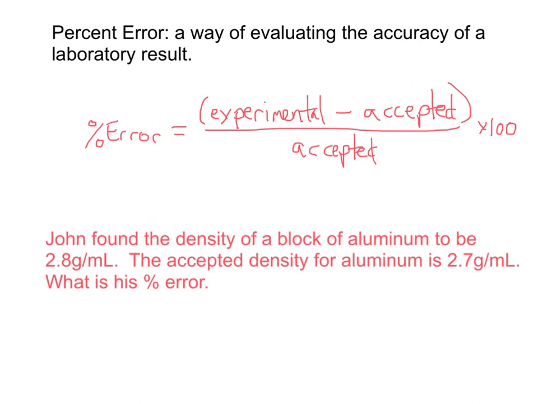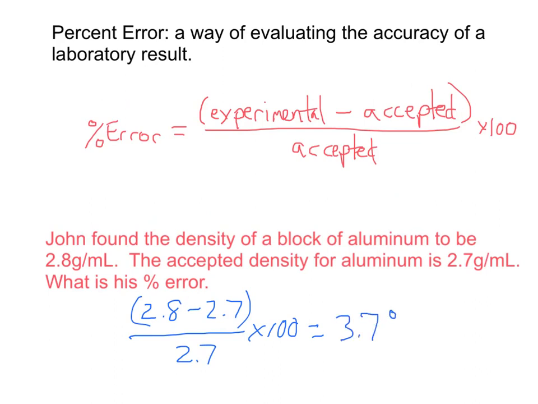So let's take a quick look at an example. We have John. He found the density of a block of aluminum to be 2.8 grams per milliliter. The accepted density of the aluminum was 2.7. So what is his percent error? It's going to be 2.8 minus 2.7, put that in parentheses, so we do that first, and then we divide by the accepted value, which is 2.7, and then we multiply it by 100 to make the answer come out a percentage, and so I've got 3.7% error. Remember to use proper significant figures. And it's positive, so we know he was slightly over the value that he should have had.